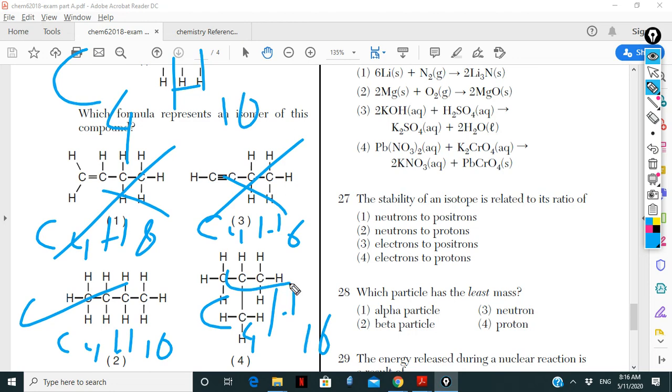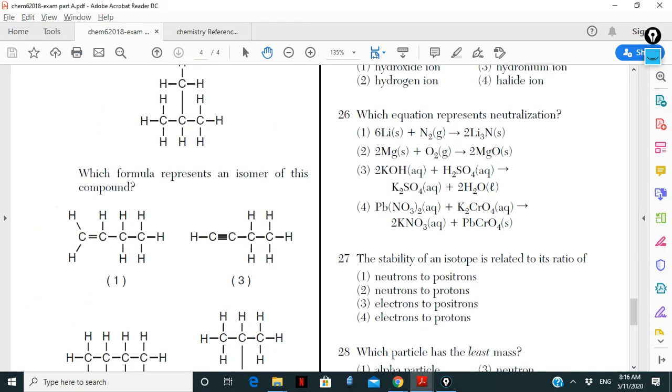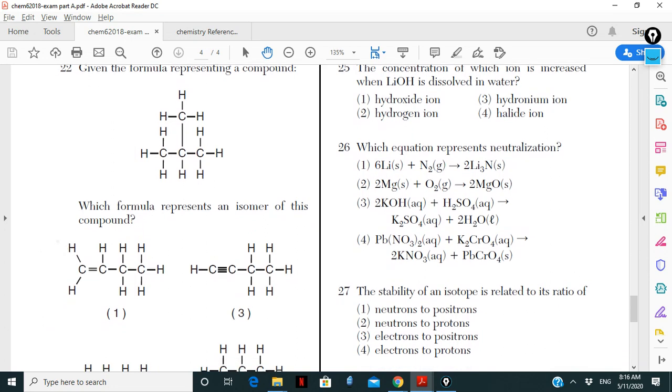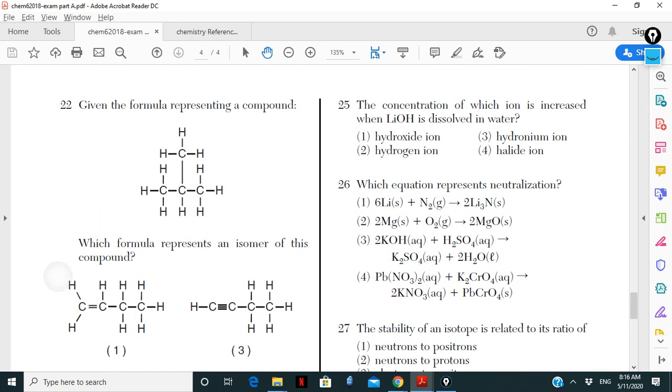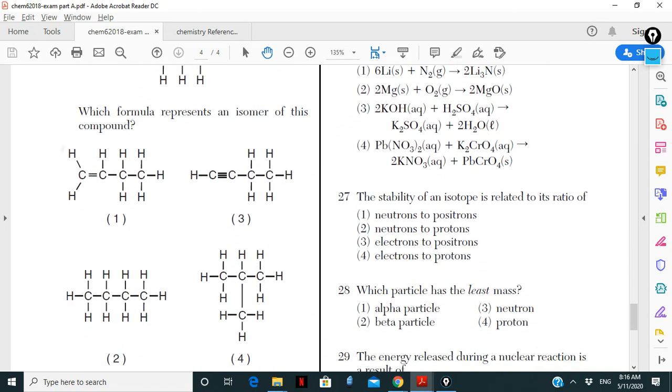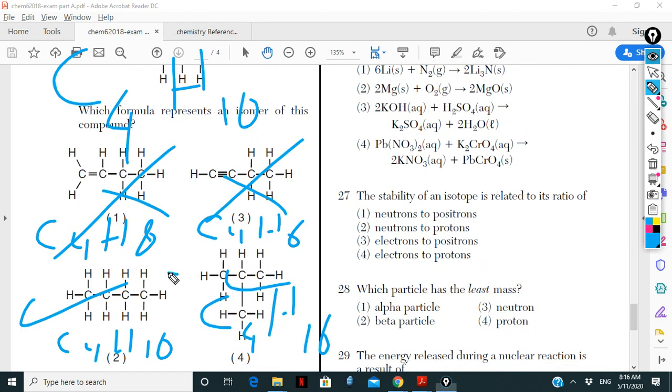But the problem is, if you're looking at number 4 and number 3, the original question has the same compound, but it's asking about an isomer, so it should be a different compound with a different orientation. So for that question, the answer should be two.